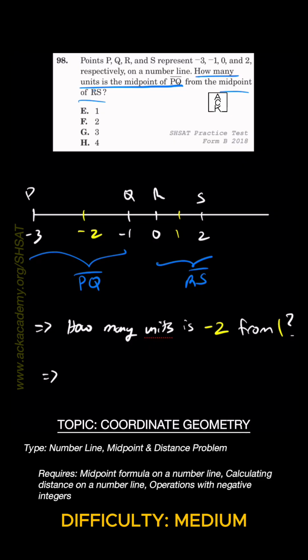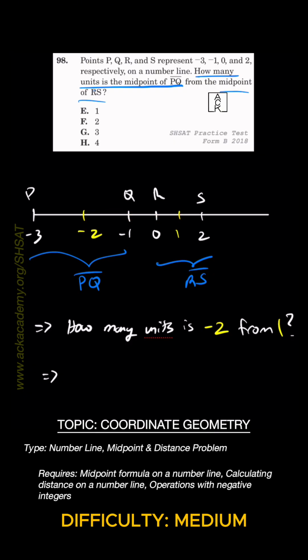And so how do we find that out? How do we find out how many units is -2 from 1? Well, you can just count how many units there are in between. So there's 1, 2, 3. That's one way of doing it.